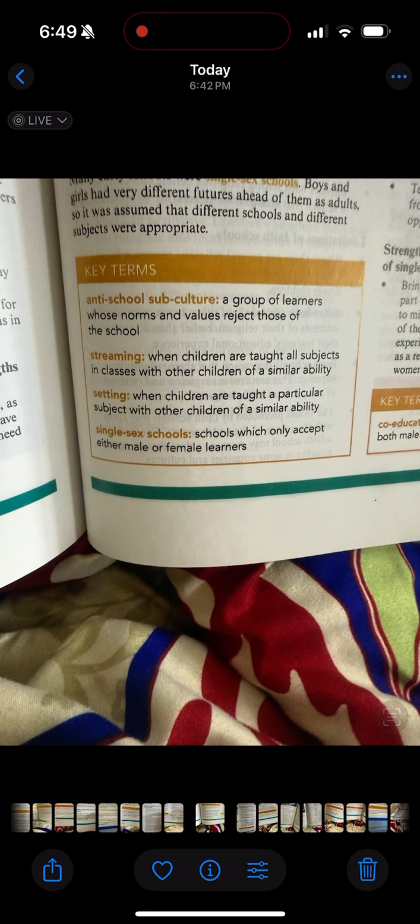Limitations of non-selective schools and strengths of selective schools. Non-selective schools bring down standards, as learners who could progress more quickly have to work at the same speed as learners who need more support.